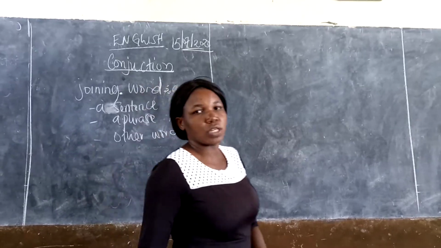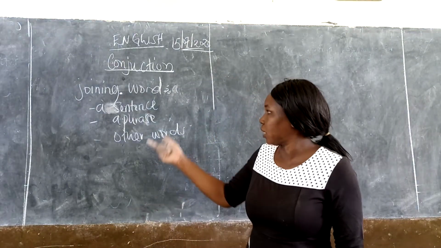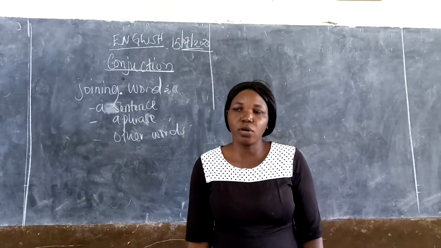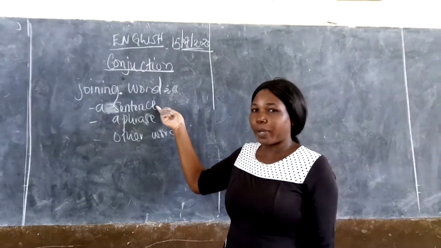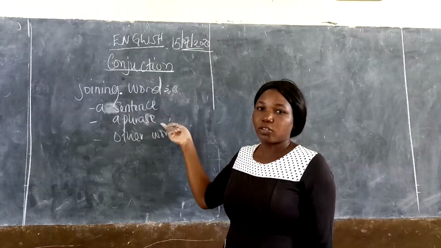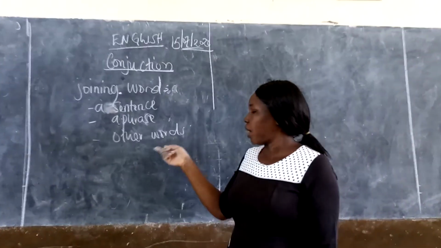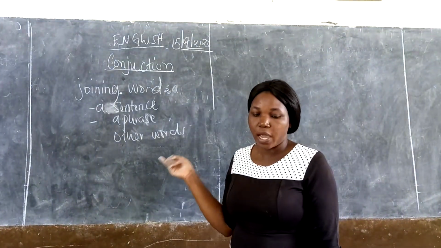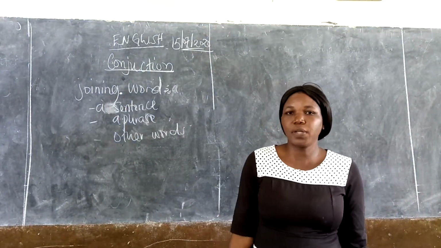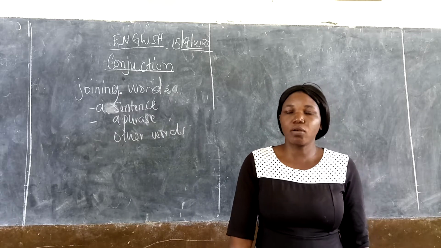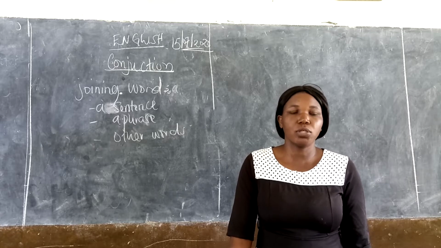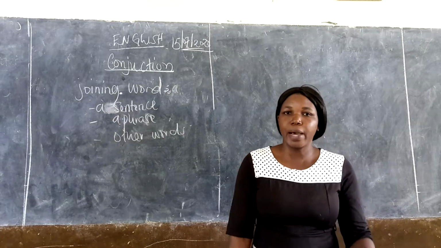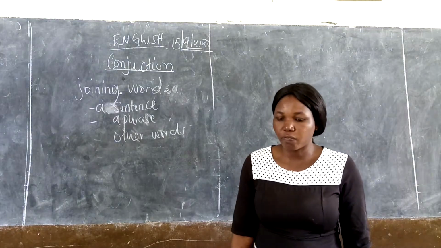Conjunction is a joining word. These words can join two parts of a sentence, can join a phrase, can join other words. We have different types of conjunction. We have seen examples in the exam where we talked about while, and, but. All those are examples of conjunction.